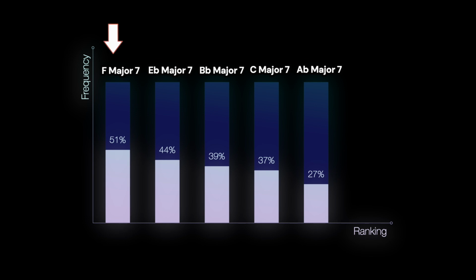Now with those chords, you'll see the percentage number that chord is in the top 100 songs. For example, F major 7 is in 51% of the top 100 jazz standards. And the 5th most common one, A flat major 7, is in 27% of jazz standards.